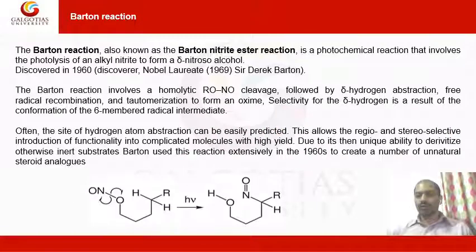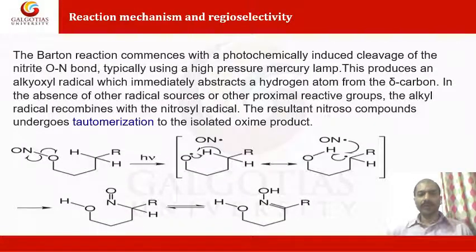If you look at the mechanism, this is a direction specific, regioselective reaction. The Barton reaction commences with a photochemically induced cleavage. Here, if you see, the cleavage of the O-NO bond makes the radical. Photolytically it is broken up into this radical form, and radical formation takes place. These are the intermediary steps, and finally this product is formed. Here, if you see this reaction further, this is going to be rearranged in that way.